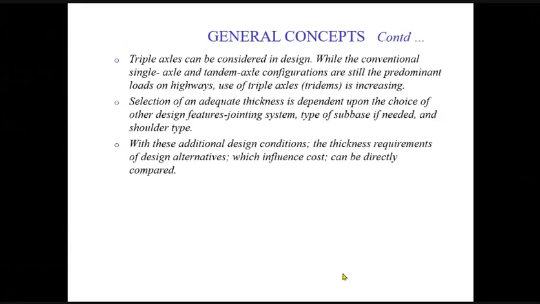To continue with these general concepts, they also consider triple axles. While the conventional single axle and tandem axle configurations are still the predominant loads on the highways, at that time in 1984, the triple axle was just introduced and was increasing. The selection of an adequate thickness is dependent upon the choice of other features, type of subbase, and shoulder type. With these additional design features, the thickness requirement of design alternatives, which influence cost, can be directly compared.